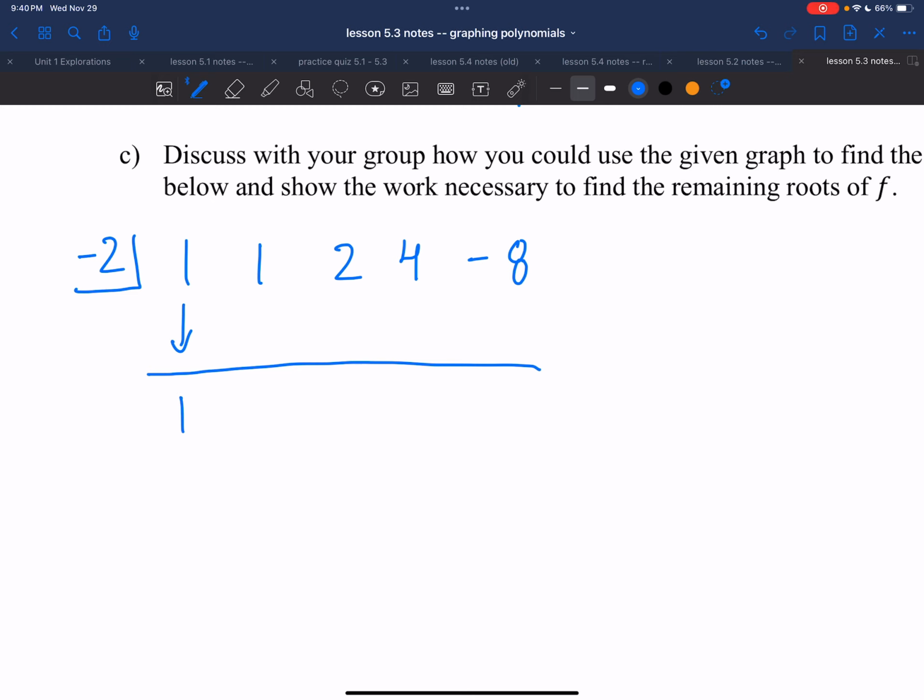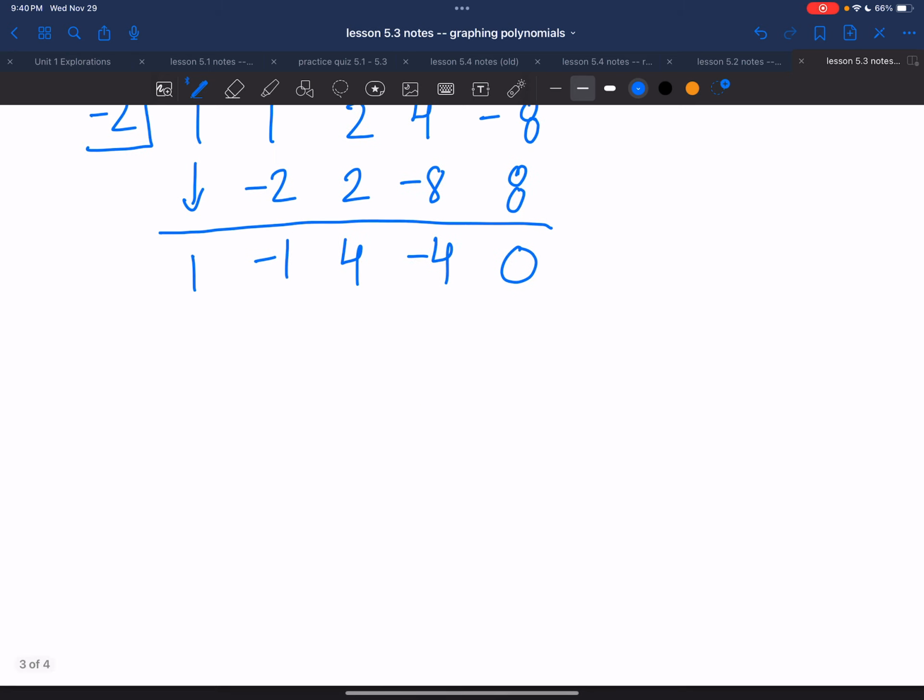So I drop the 1. 1 times -2 is -2. 1 plus -2 is -1. -1 times -2 is 2. 2 plus 2 is 4. 4 times -2 is -8. That becomes -4, and then that becomes +8, which sums to 0. Fantastic. So what you have here, if that's the remainder, that's the constant, that's x to the 1, that's x squared, that's x cubed, you have 1x cubed minus x squared plus 4x minus 4.